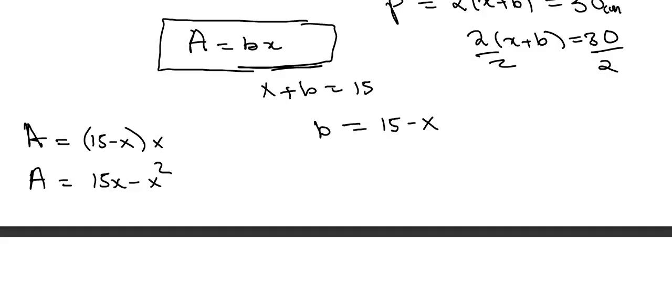Now they want you to complete the square. Once you are done completing the square, that's when you will get the minimum. They say the minimum or maximum, right? Because it's going to look like this, because the coefficient of x squared is negative.